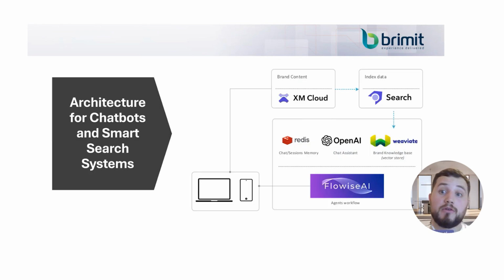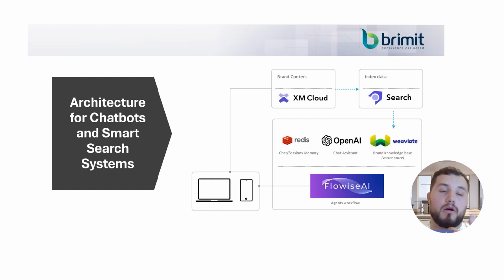On this slide, you can see the architecture for a smart chatbot. We use XM Cloud, Sitecore Search, and finally, this chatbot can answer questions from our users and return the right products. As you can see, we manage and store content for our products in XM Cloud, and then push this information into the Sitecore Search index.